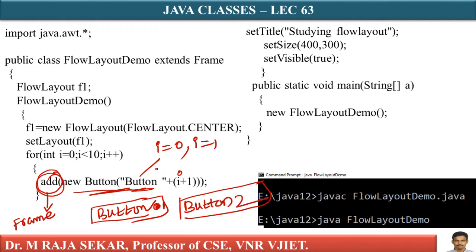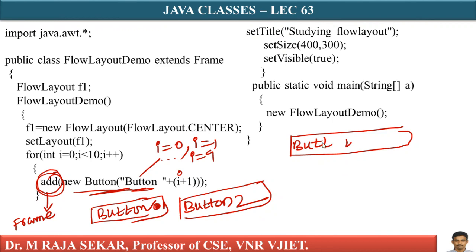In a similar manner, this particular for loop will execute 0 to 9. What is the last value of I? I becomes 9. 9 less than 10, correct? New button means a button will be created. On that particular button, you will get the name BUTTON button, isn't it? Yes. Just a minute.